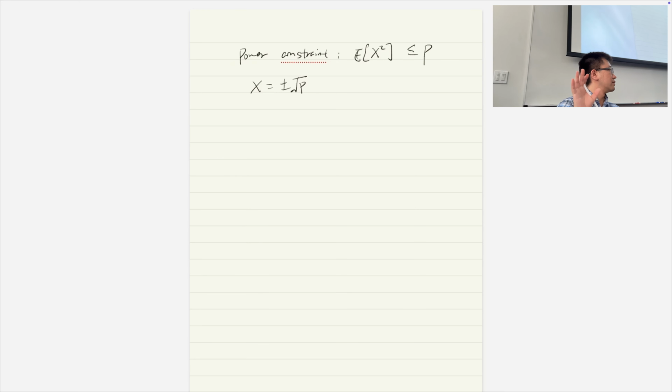Do you remember what that is called? If we take x to be only two values, let's say plus square root of p and minus square root of p, what is that modulation called? Binary phase shifting. Exactly, that's BPSK, binary phase shift keying. Heard of it? No, it's fine. It just means that.